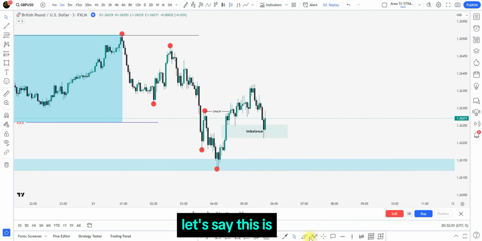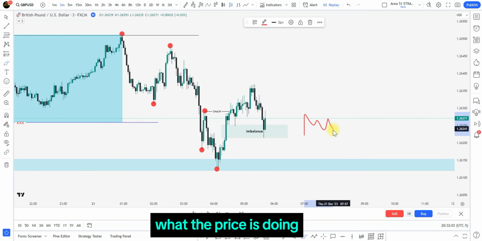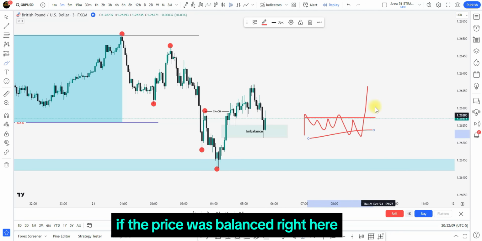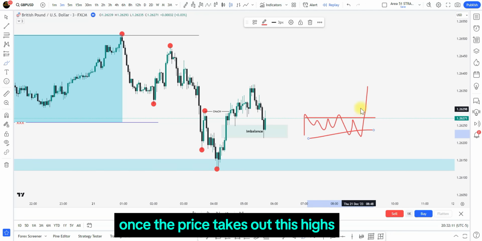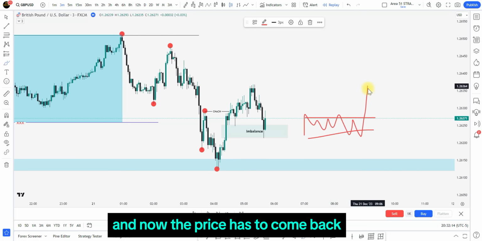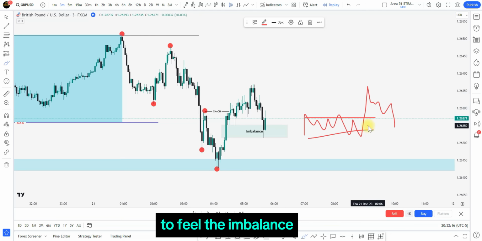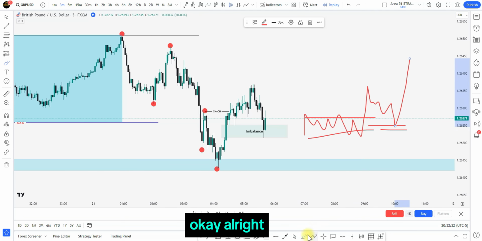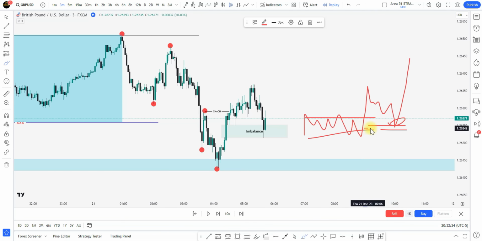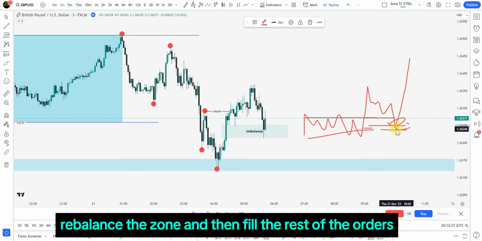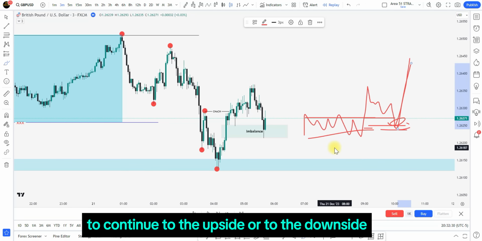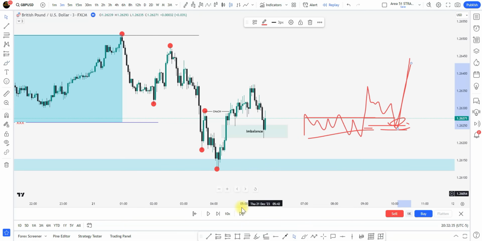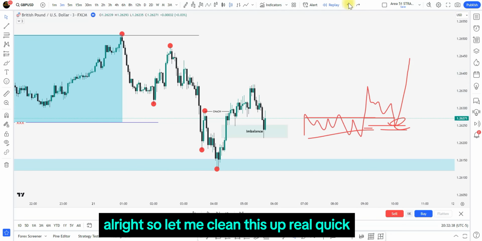Imbalance is, let's say this is what the price is doing. Okay, price was right here balanced. If the price was balanced right here, once the price takes out this high, it creates an imbalance. And now the price has to come back to fill the imbalance. And then price now is going to continue to the upside. Okay? All right. So this area here is called imbalance. Price has to come back, rebalance the zone, and then fill the rest of the orders to continue to the upside, or to the downside if it's a downtrend on the reverse side. Okay. All right. So let me clean this up real quick.